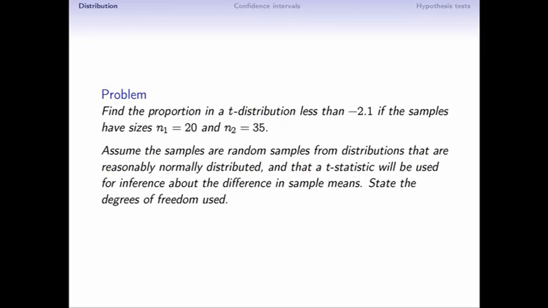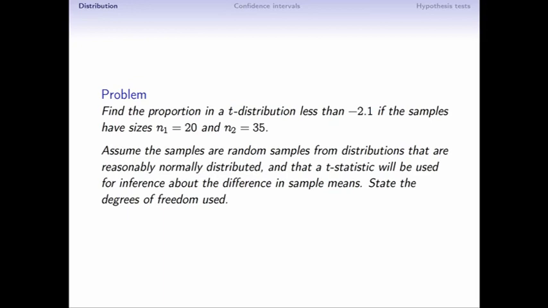Now, this is asking us to imagine that there's the t-distribution curve that's been associated with this difference in means, x1 bar minus x2 bar. And we want to know how much of that curve lies to the left of negative 2.1. The thing that we have to pull out of this is we have to understand, based on these two sample sizes, what would be the appropriate number of degrees of freedom to use for that t-distribution curve.